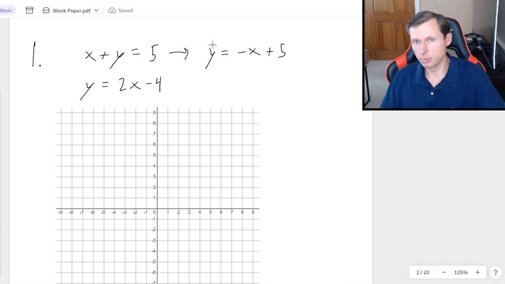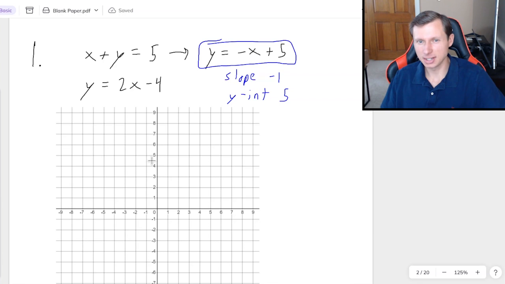I'll color code them for us. This first one will be blue. I notice it has a slope of -1 and a y-intercept at 5. So first I like to graph the y-intercept, which is at 5, and then the slope's just -1, and so then we're just going to draw a nice line through all these points like that.